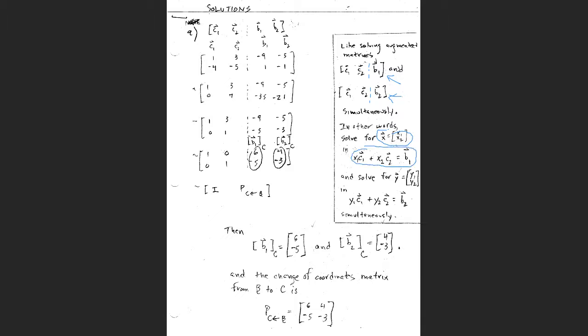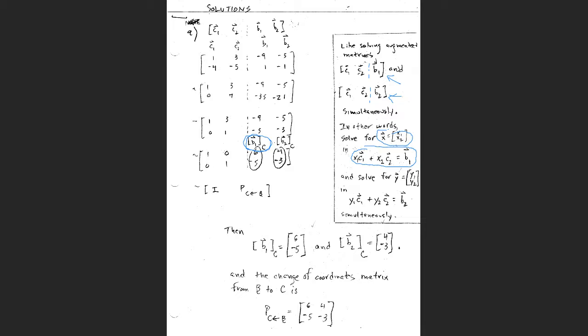Okay, I want to find x1 and x2 such that x1 times vector c1 plus x2 times vector c2 equals vector b1. If I find those values of x, they would form my coordinate vector of B1 with respect to basis C.